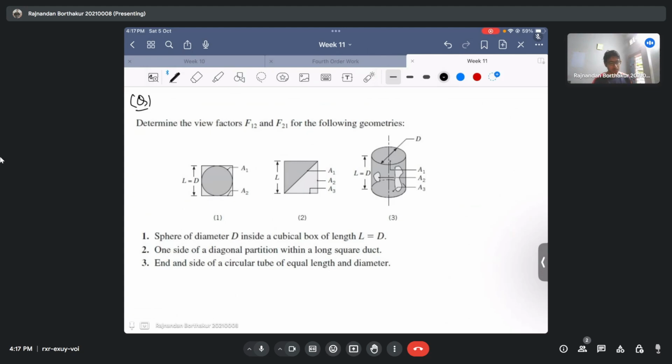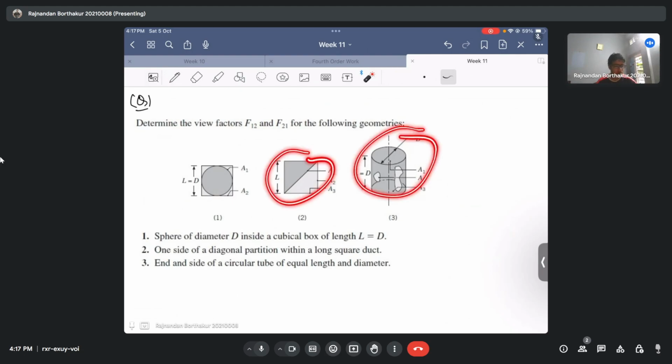In the meanwhile, if you are done, you can have a look at this next problem. You are given some geometries, geometry 1, 2, and 3, and all you need to do is determine the view factors F12, where the areas 1, 2, and of course here we have the third, are given in the problem. For this problem, there is a sphere of diameter D inside a cubical box whose length is equal to the diameter of the sphere. In that context, you need to determine this F12 and F21. The same analogy goes for this problem and this problem.